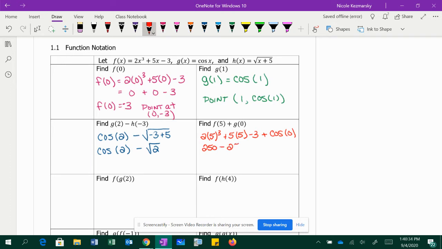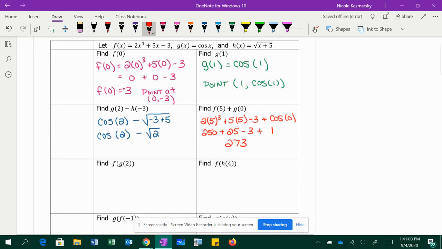Plus 25, sorry, minus 3, plus, now cosine of 0 we can do because 0 is an angle on our unit circle. So cosine are the x values. The x value when the angle is 0 is 1. Then we're going to be able to say, let's see, 250 plus 25 is 275, minus 3 is 272, plus 1 is 273, hopefully. My calculus, pretty good. My arithmetic, sometimes not so good.